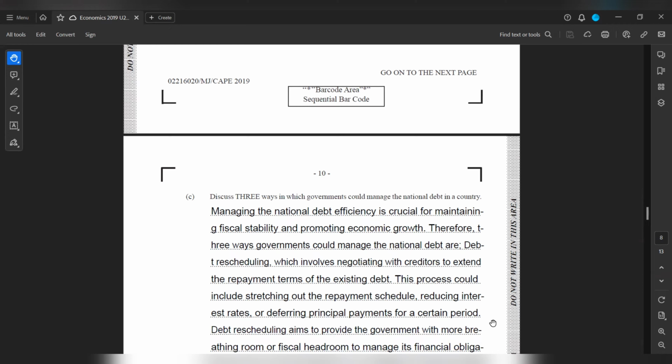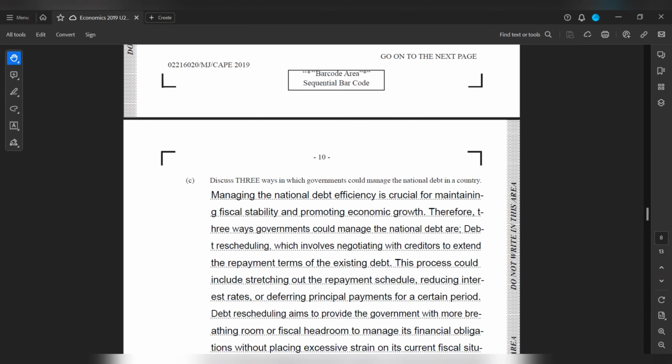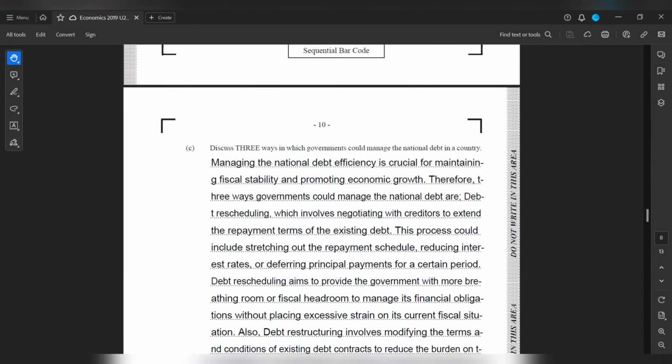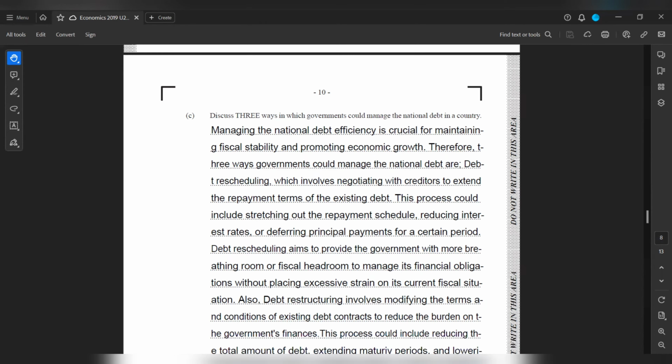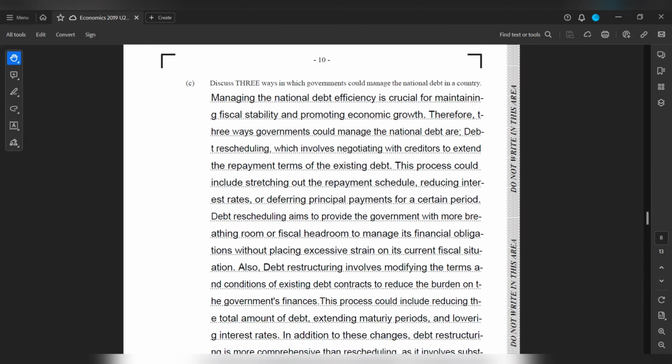Debt rescheduling aims to provide the government with more breathing room, fiscal headroom to manage its financial obligations without placing excessive strain on its current fiscal situation. Also, debt restructuring involves modifying the terms and conditions of existing debt contracts to reduce the burden on the government's finances. This process could include reducing the total amount of debt, extending maturity periods, and lowering interest rates.